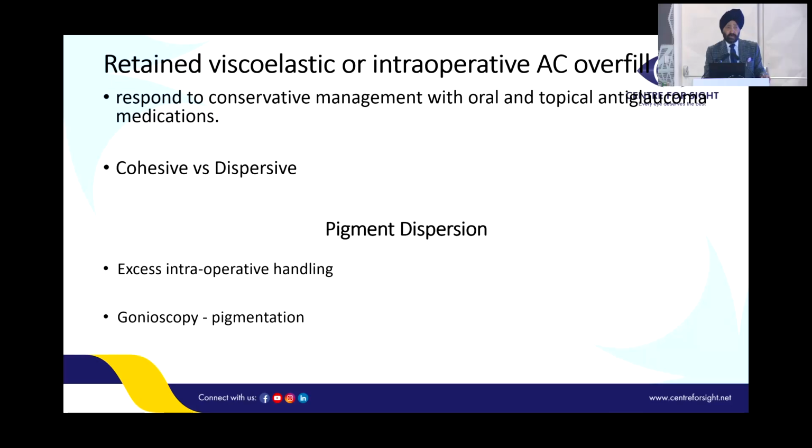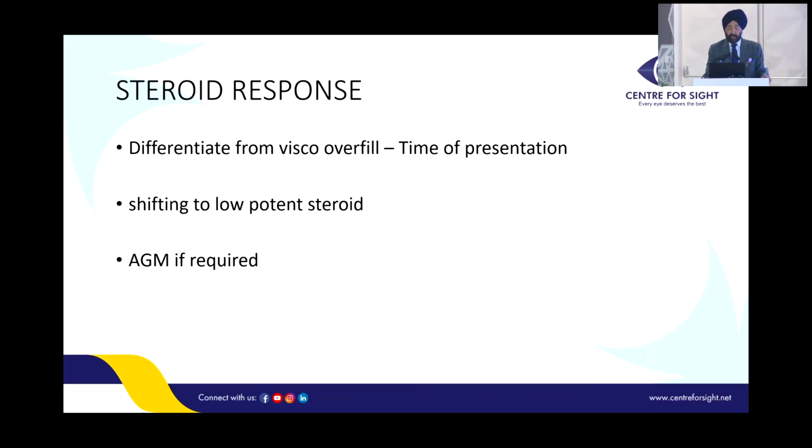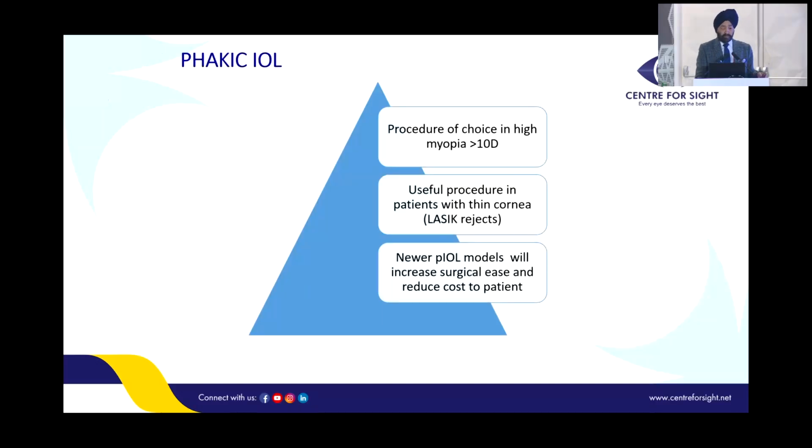Retained viscoelastic, AC overfill, pigment dispersal, these are important. Pre-existing juvenile open-angle glaucoma, and sometimes, very rarely, a malignant glaucoma has been described. Steroid response is different, and you have to give anti-glaucoma medication. Now this is typically the OCT that you can see. This is about 859 microns of vault, so this is a high vault. Normally when there is a high vault, I don't mind waiting for some time. It tends to settle down and the pressure does not increase. So just watch this patient very carefully for pressure. Apart from that, a high vault, even at 1000 at times, doesn't cause much of a problem.